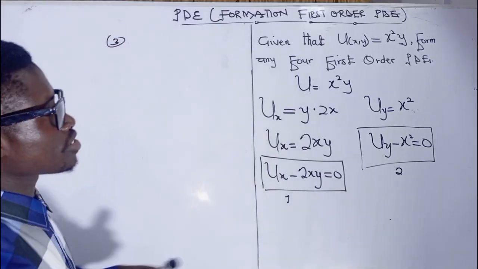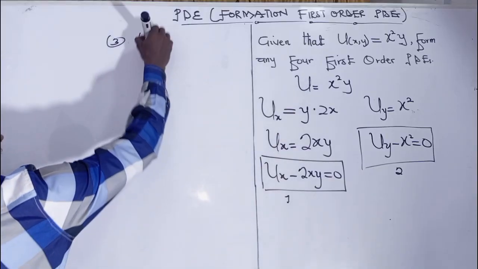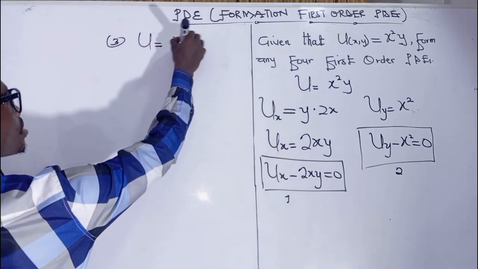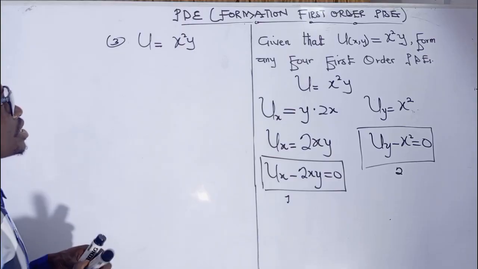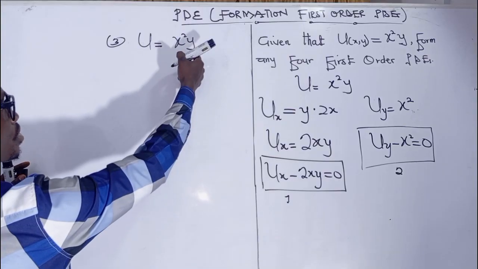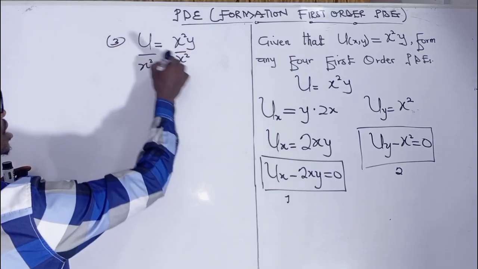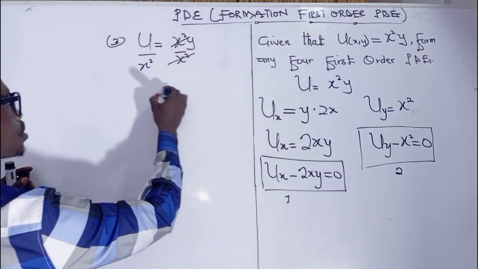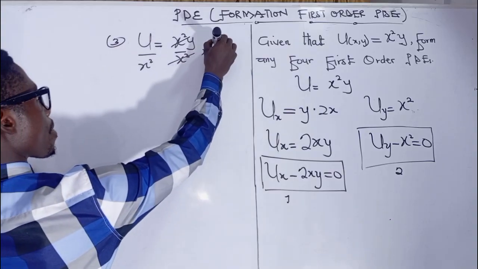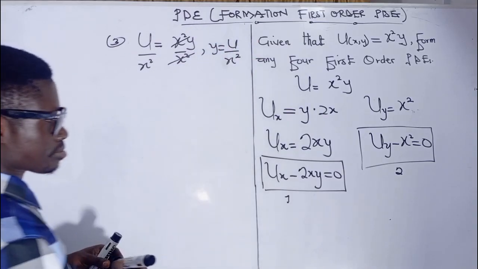We have to form how many? 4. So the third one, we are going to start from the function u is giving us what? u = s²y. So from this function, we can decide to make y the subject. If you make y the subject, it means we are going to divide here by s², so that this will cancel this. So we have our y is equal to what? u all over s².